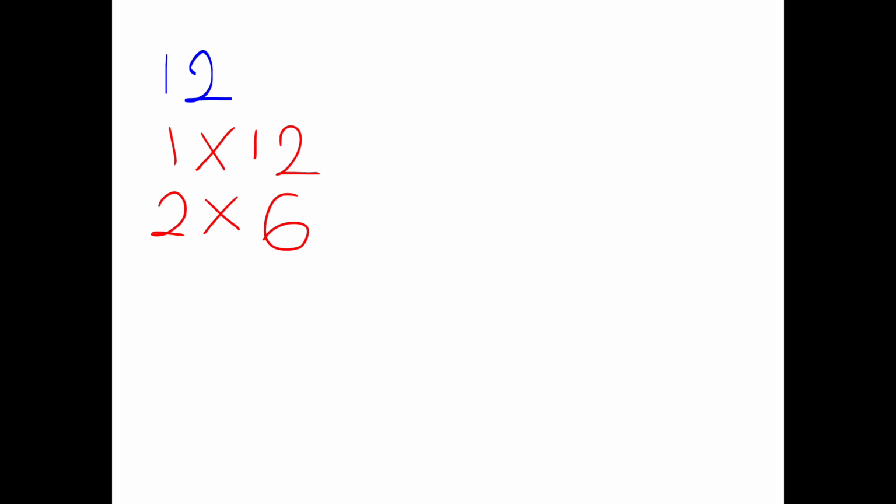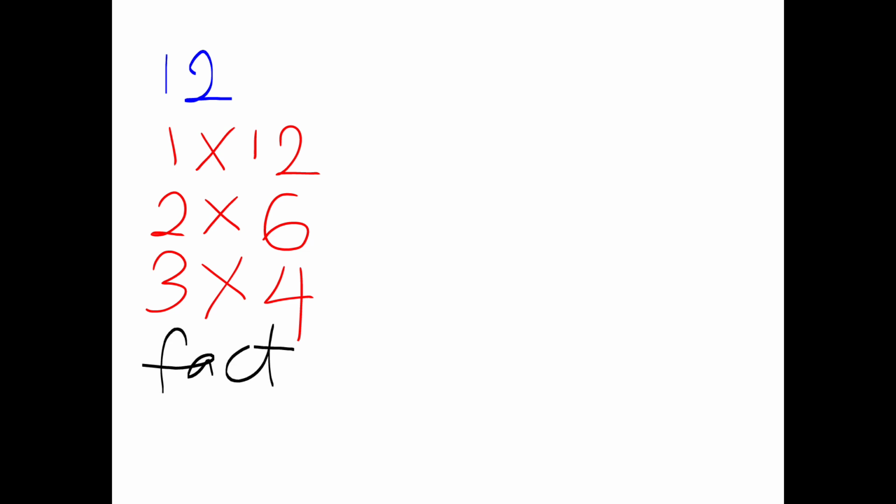Another one, we have 3 multiplied by 4. Very good. Another one, we have 6 multiplied by 2, which is the same thing as what? 2 multiplied by 6, right? Very good. So these are the numbers that we can multiply together to give us 12. So what we do next is to list out the factors of 12.